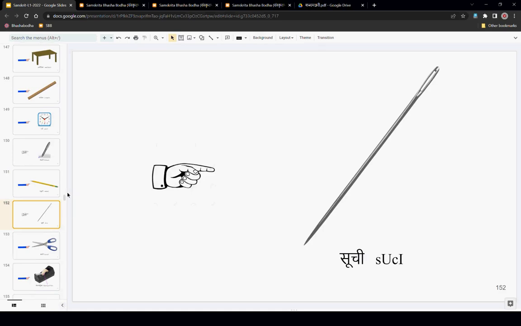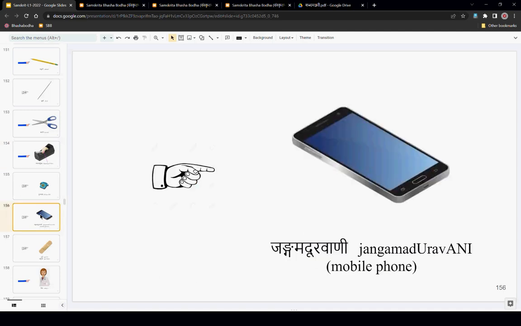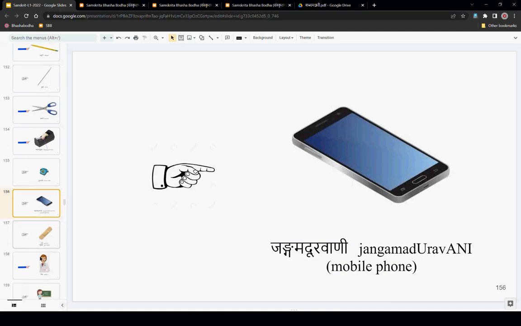Okay, then Suchi. So all these are Strilinga words. This is ending in a. This is also a Strilinga word. Lepana Pattika, or just Pattika, that's fine. Duravani. Mobile.